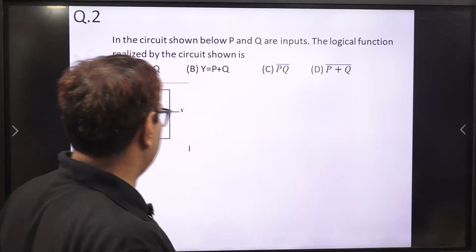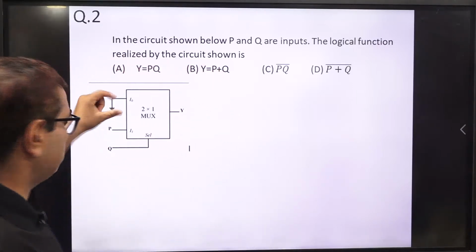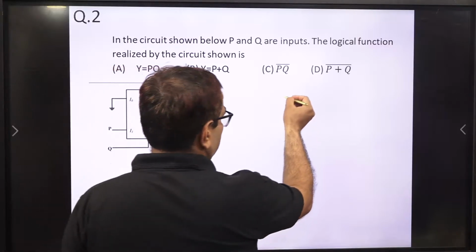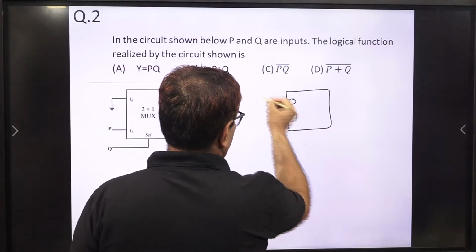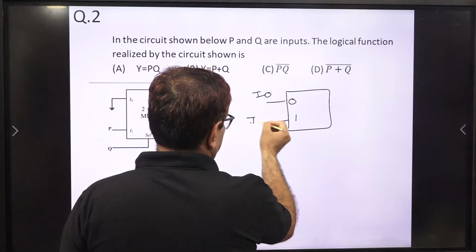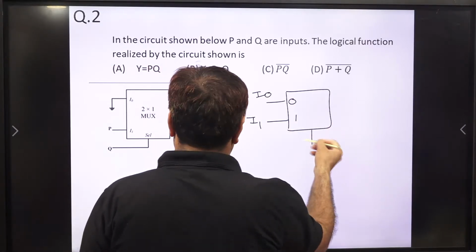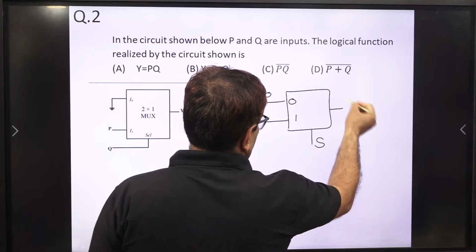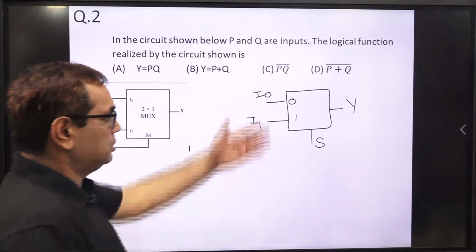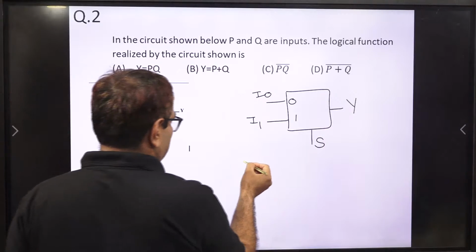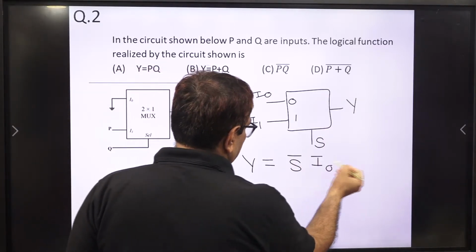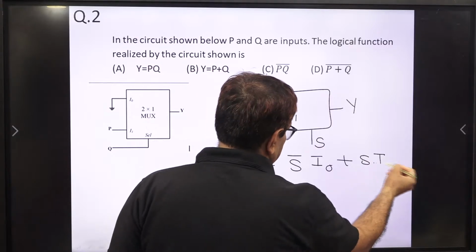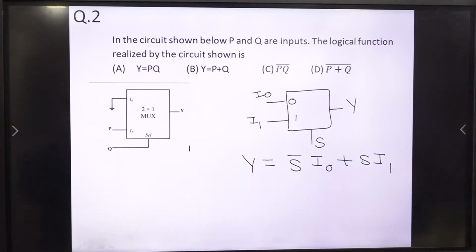So if we have a two input multiplexer having 0 and 1 input, I0 here and I1 here, and this is the select line S. How do we write the output of this multiplexer? It is written as Y equal to S bar I0 plus S I1. This is the formula to write the output of the 2 by 1 mux.